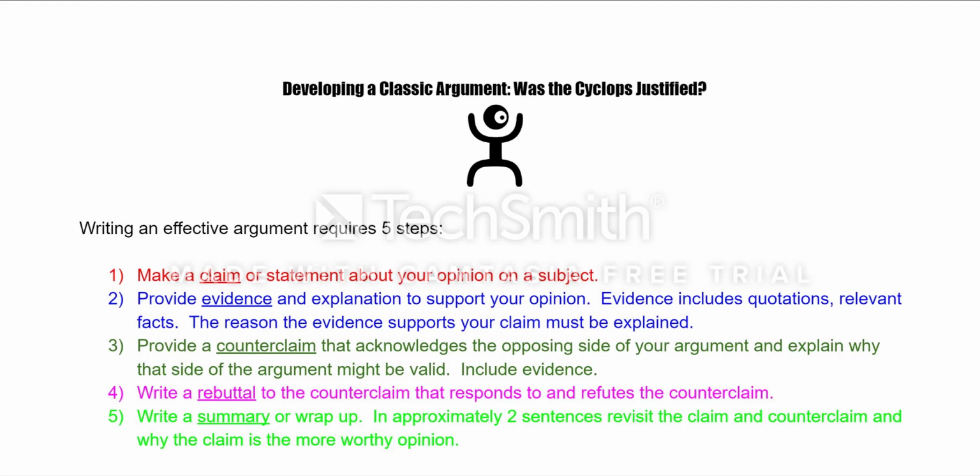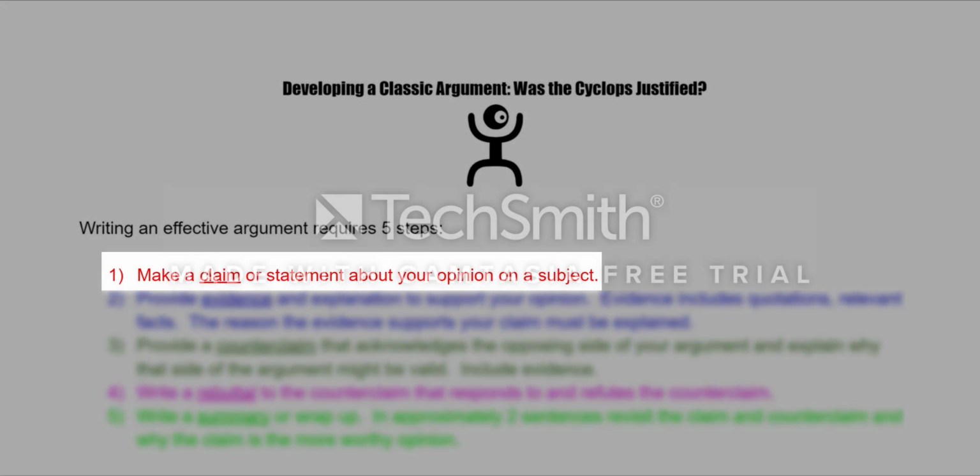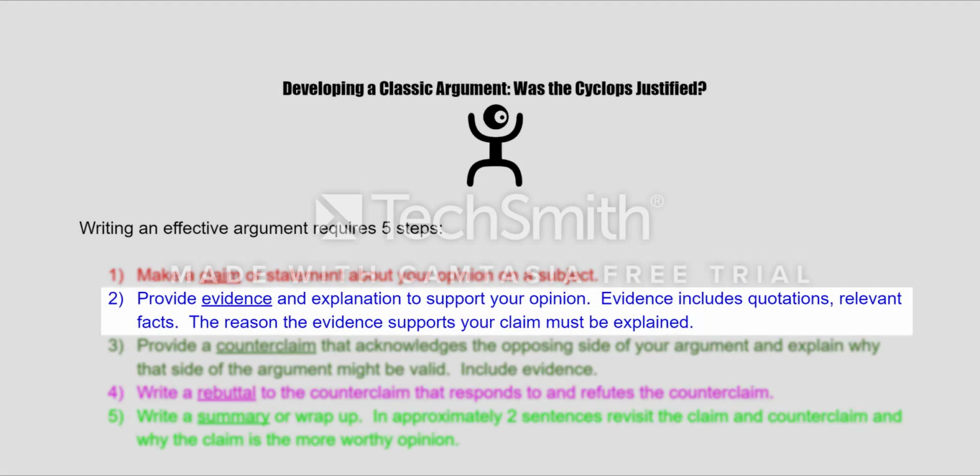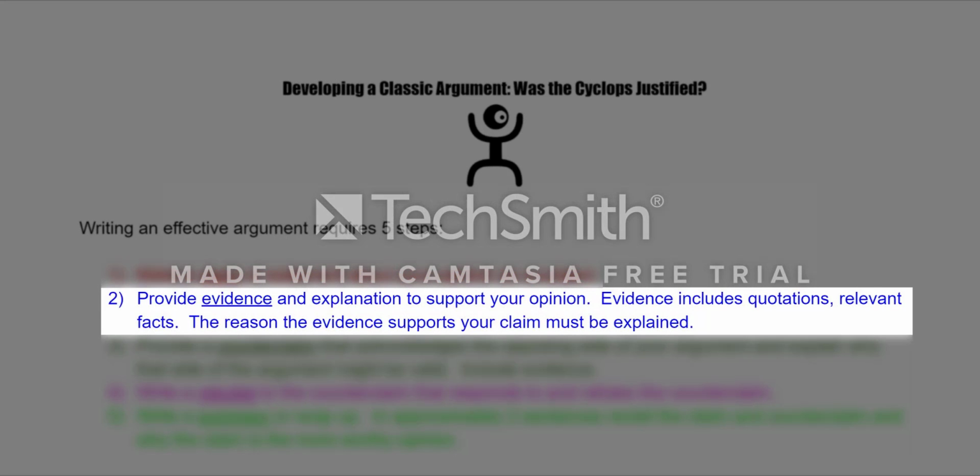There are 5 parts to an argument paragraph. The first part is a claim, which tells readers what you are going to be arguing. When writing your claim, it's important to state it as if it is a fact. The claim orients readers and lets them know what point you will be making and the point you'll be defending throughout the next paragraph. Next, you'll provide evidence that will support your opinion.